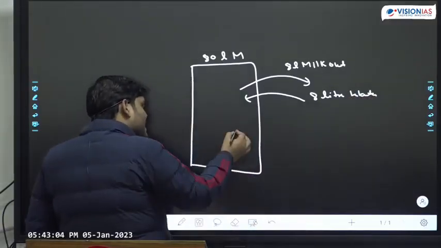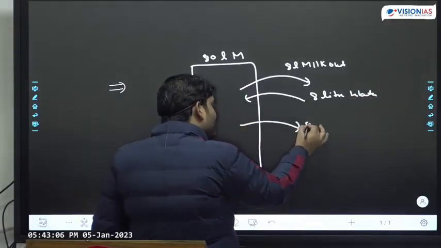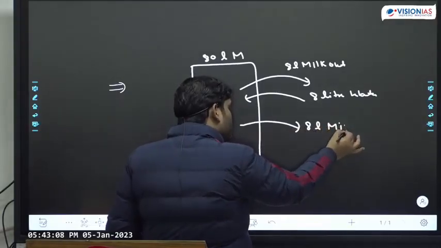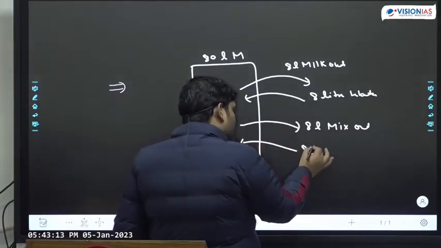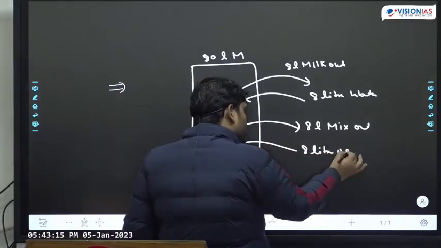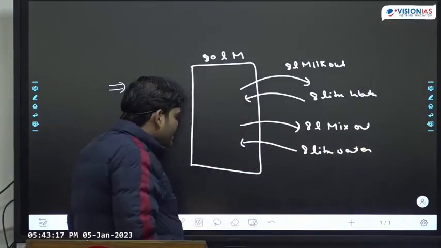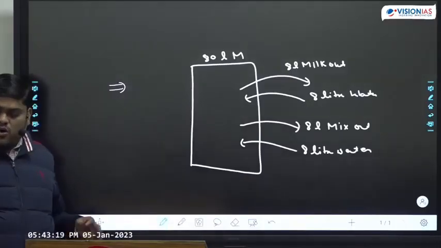Then again, we are taking 8 liter of mixture out and we are again adding 8 liter of water. Understand? What is the question?